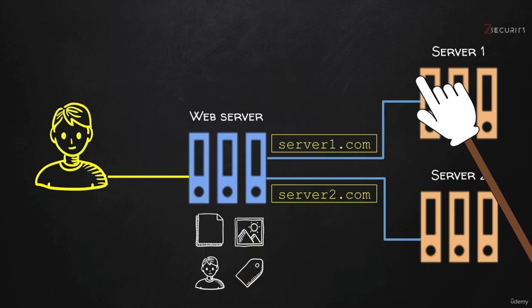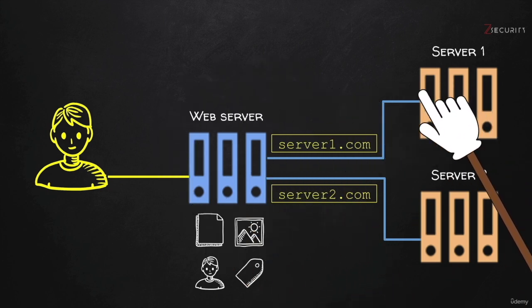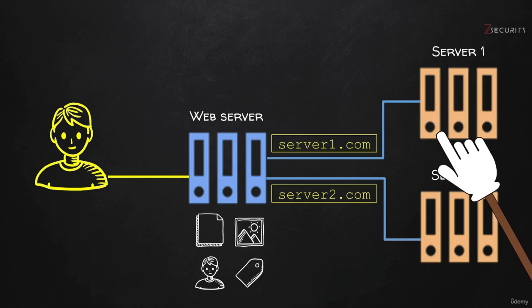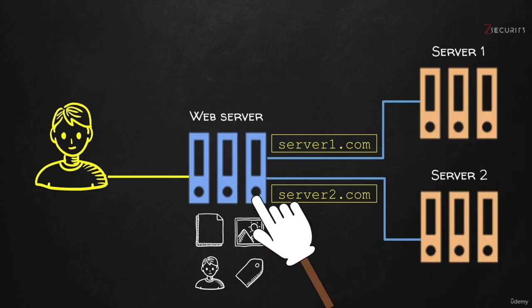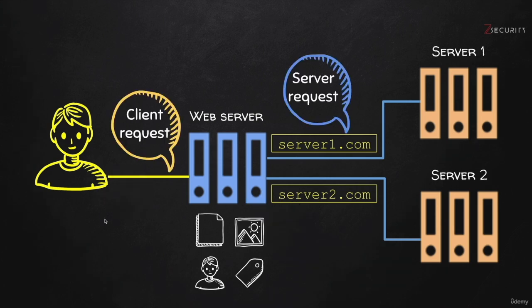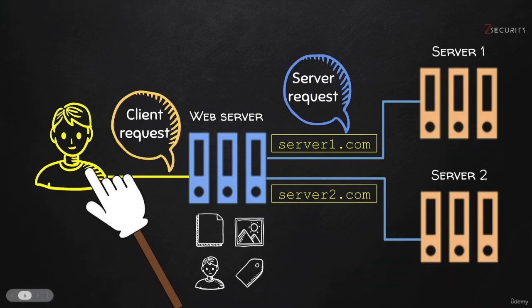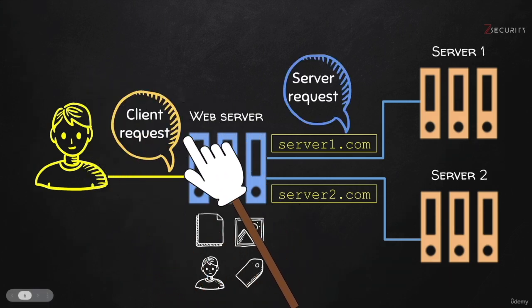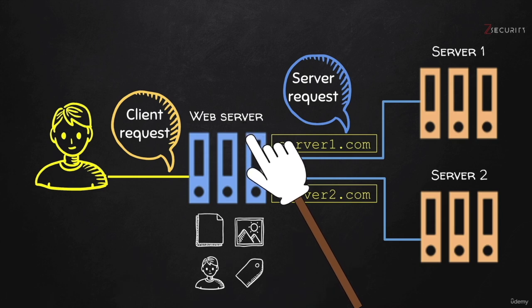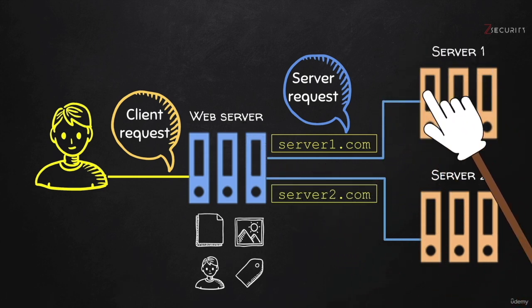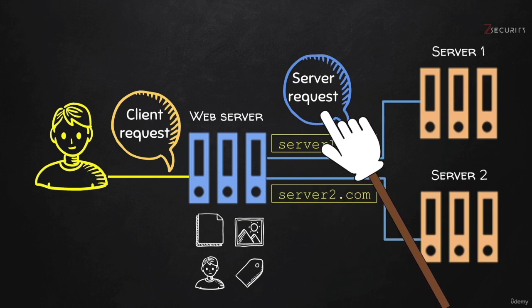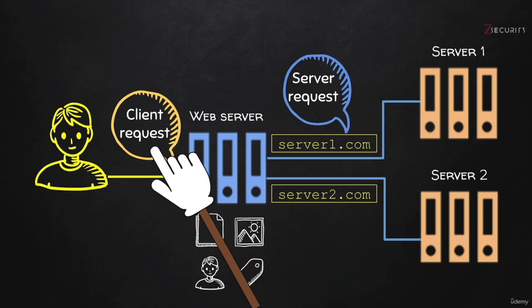And as we know, a server is simply just a computer. So this right here could be just another computer with a certain application installed on it. Same goes for this and this device right here. So what we have right now is a client making a client request to the web server, and then the web server is making server requests to other servers. So this is an example of a server request, and this is an example of a client request.